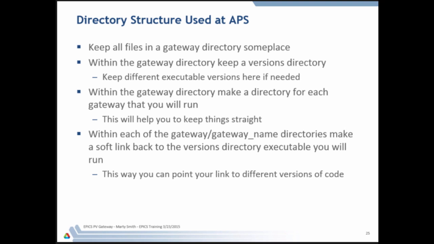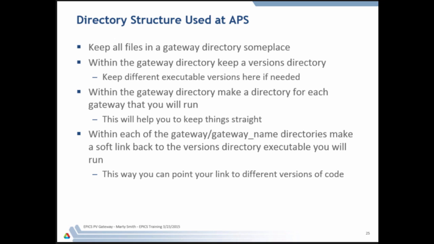So again, about my directory structures, I basically keep a gateway directory somewhere. For the APS gateways, I have a certain user account that runs all the gateways. Under that user account, I have a gateway directory. Within that gateway directory, I keep a versions directory, and that's where I keep all of my executable code, all my different versions. It helps me because I may be running different versions on different gateways.